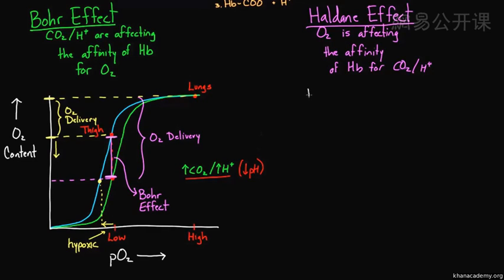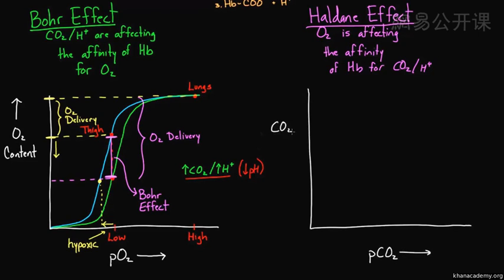So let's do the same thing now, but for the Haldane effect. And to do this, we actually have to switch things around. So our units and our axes are going to be different. So we're going to have the amount of carbon dioxide there, and here we'll do carbon dioxide content in the blood.